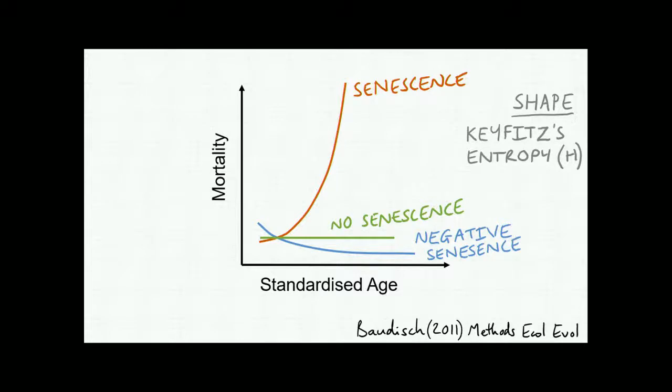When I talk about shape, I'm using a measure called Keyfitz's entropy, or H. If Keyfitz's entropy is less than 1, then you have senescence. Equal to 1, you have no senescence. And greater than 1, you have negative senescence. These should be familiar to you as the type 1, type 2, and type 3 survivorship curves. But what we can do with shape is really quantify the amount of aging that's going on there.